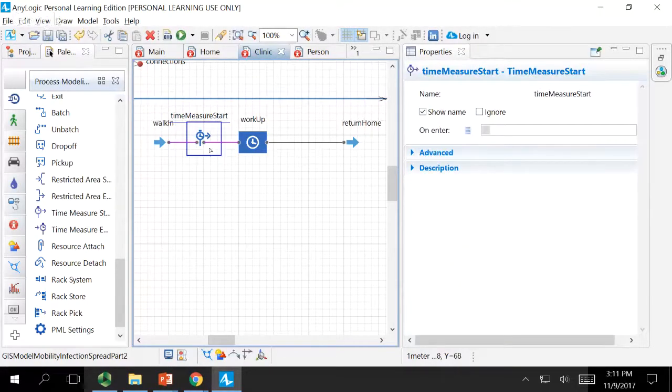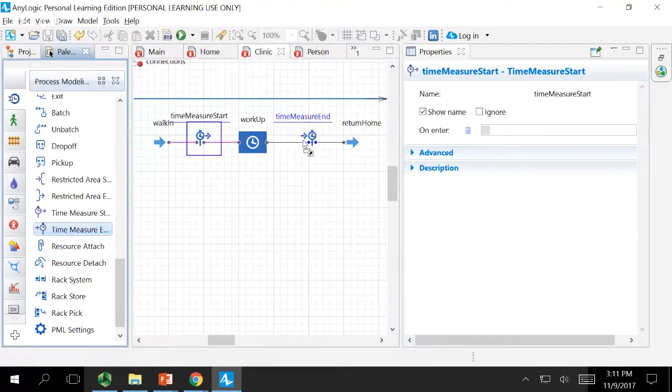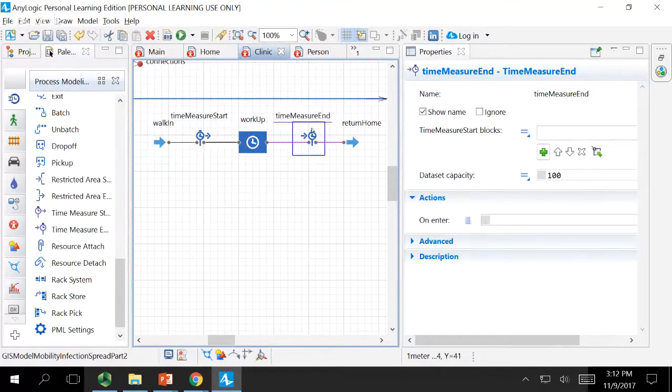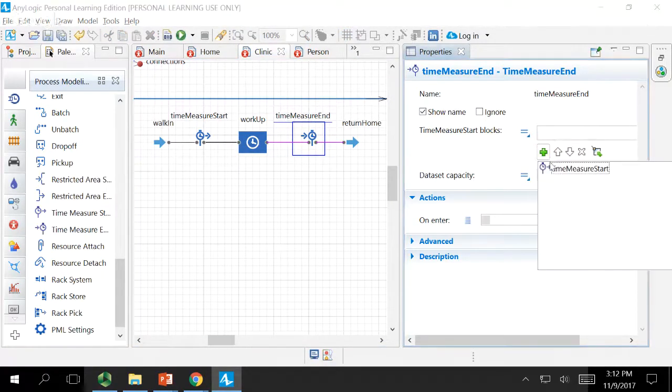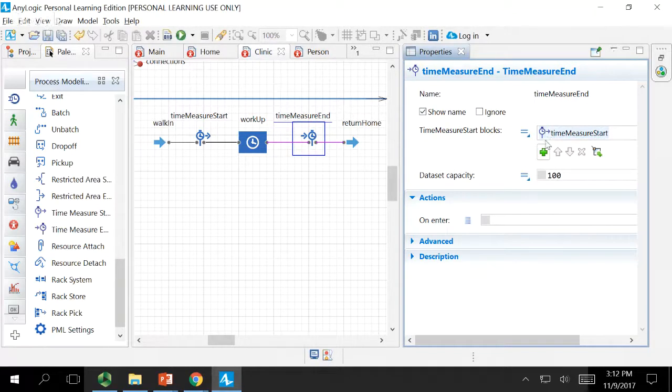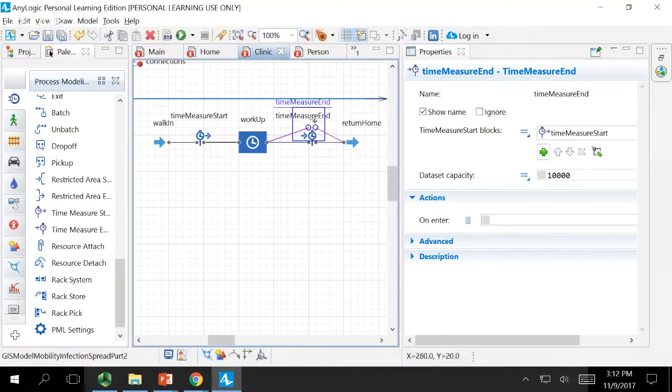And this time measure start will measure how much time things are going to take from that point. And then time measure end is going to measure it for the end here. In other words, it's going to measure the time from the start to the end. So the time measure end, we dragged it in there, and we're going to specify the block from which it starts measuring time, and that's this one here, okay? And we'll keep up to 10,000 data points, okay? So the job of this in life is to measure the amount of time it takes to go from time measure start, that's the thing specified here, to time measure end, okay?